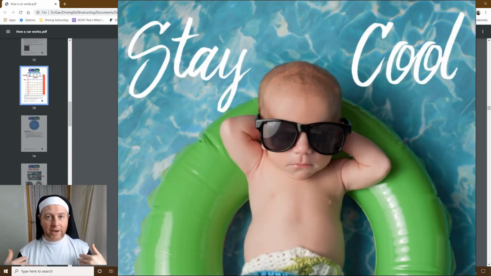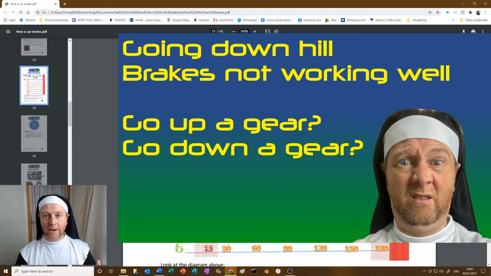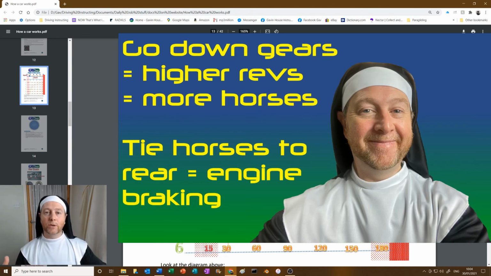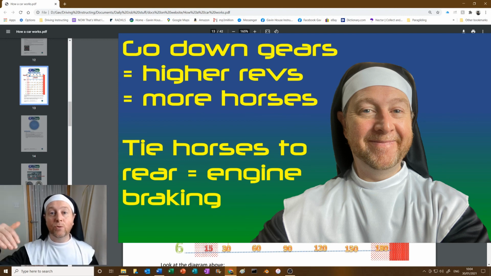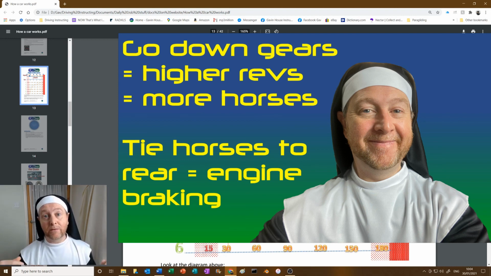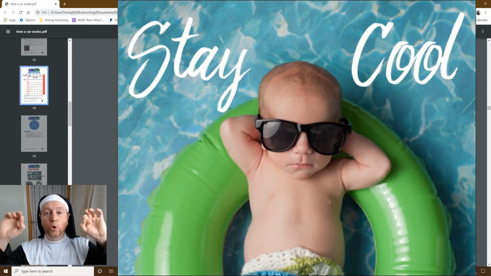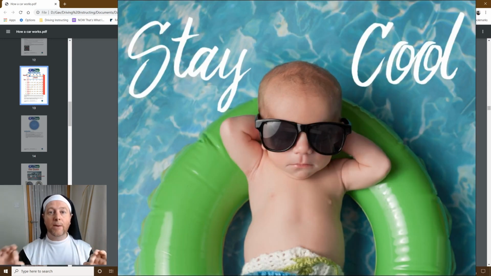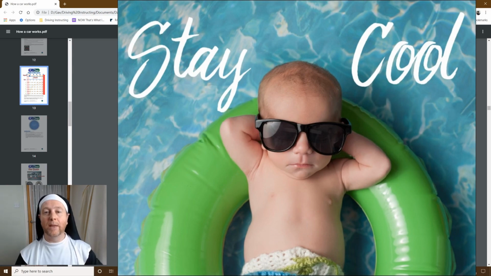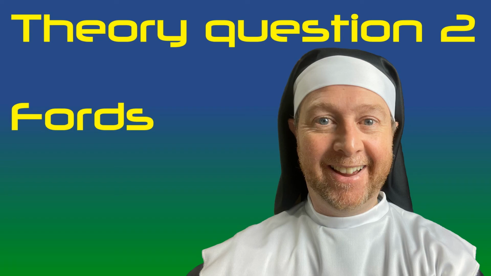So one of the theory test questions is, you're going down a steep hill, you notice your brakes aren't working. Should you go down a gear, up a gear? You want to go down gears. That kicks up the revs, that gives you engine braking. That means you can then take your foot off the brake pedal because the engine is controlling the speed of the car. That in turn cools the brakes because you're not using them anymore, and so then when you reapply the brakes, they come back again.